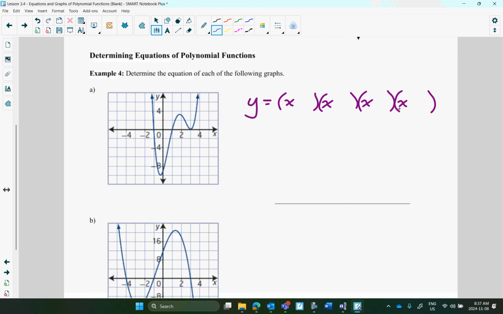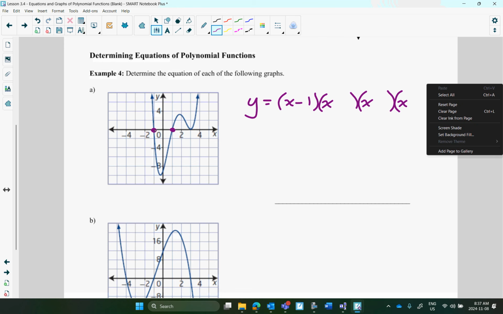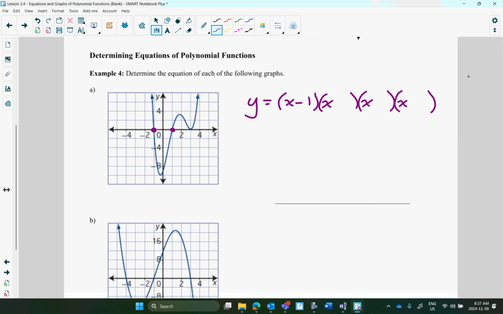What was the relationship? Weren't these numbers, whatever value of x, made the expression 0, and that was one of the x-intercepts? So let's go backwards. What's one of the x-intercepts? 1. So what would it be in factored form? x minus 1 in order to get positive 1. Okay. Give me another one. Negative 1. What would it look like in factored form? x plus 1.